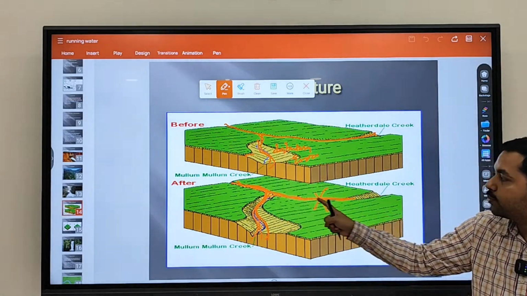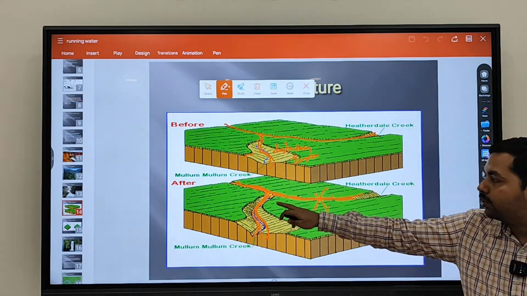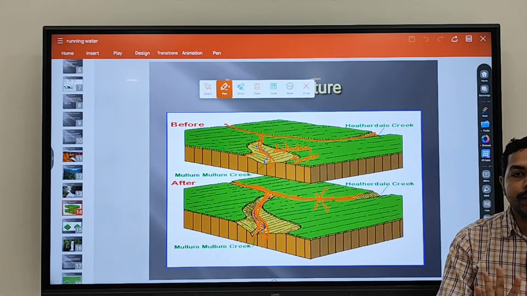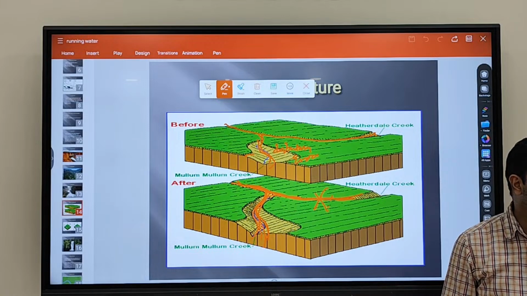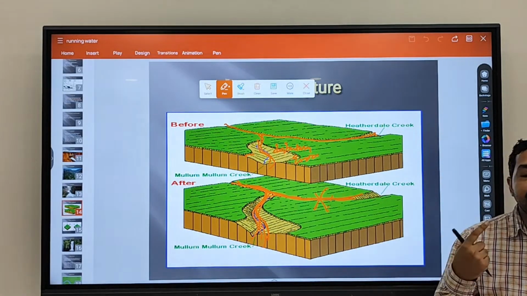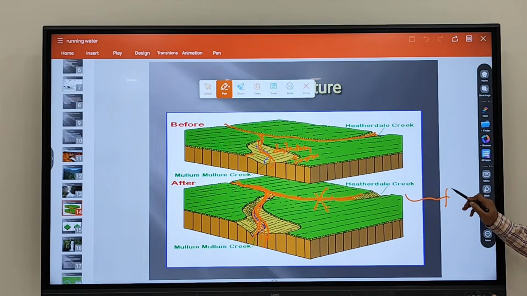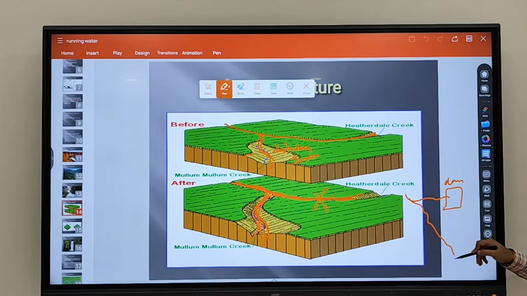Earlier the river was moving like this. Now you have captured the flow of the river towards this particular side. So this phenomenon is called river capturing. Clear? Any doubt regarding this part? So that's why, let's say the river is flowing like this, and you built a dam over here to store water, and suddenly the river changes its course and moves to another side.